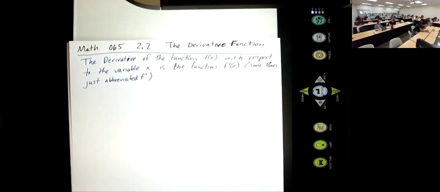Because mathematicians are notoriously lazy. Some of us may be very physically active, but we're lazy when it comes to mathematics.